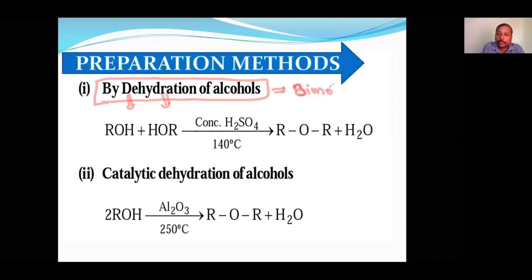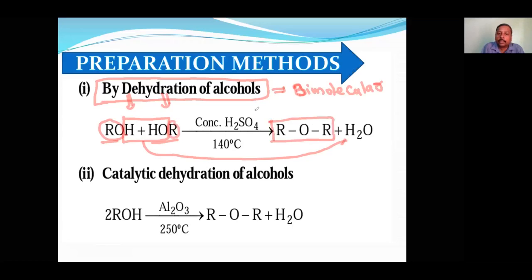What it should be? Bimolecular. Bi means two molecules. Here I have taken this one molecule, this one molecule. Dehydration, water must be removed. So for removal of water, one will lose H, another will lose OH. H and OH will form as what? H2O. And this RO and this is R. So they both are forming as a ROR. That is what our ethers are prepared.